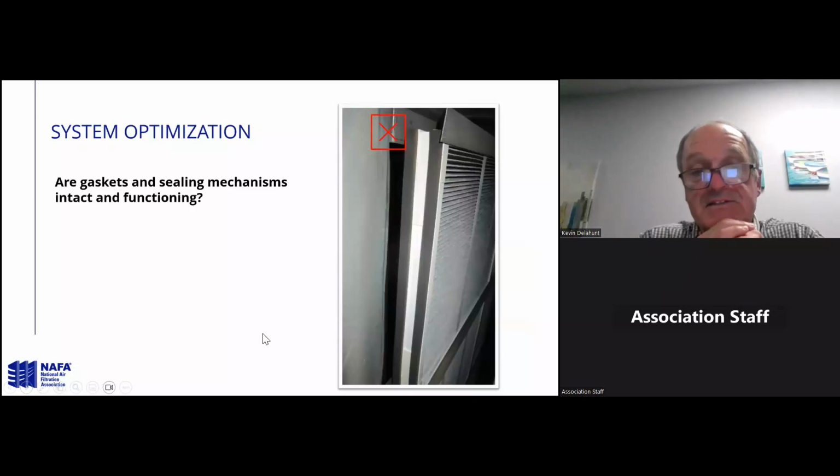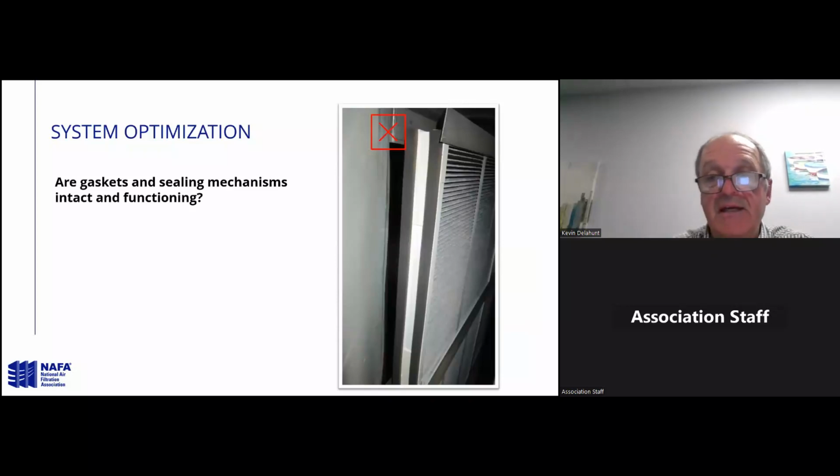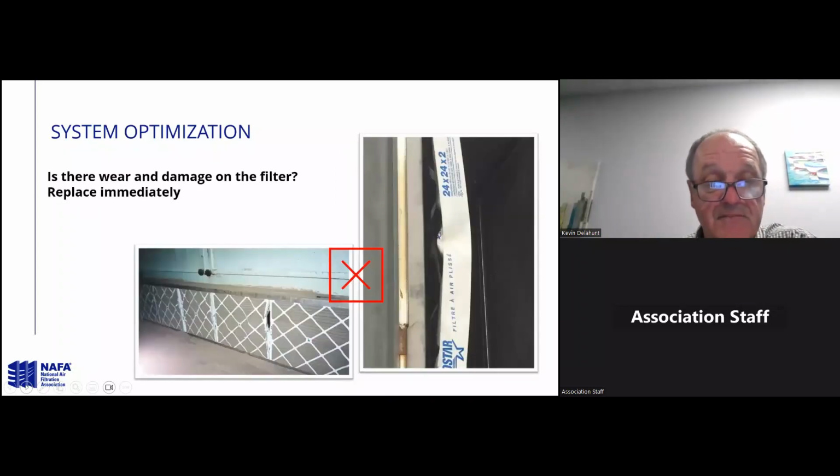Are the gaskets and sealing mechanisms intact and functioning? So in this case, you look at the filter on the right, it has closed cell gasketing, dual stripped. It looks really, really good. The only problem is it doesn't come to the door or to the end of the tracking. So there's still a very large gap there where the air can completely bypass that filter and reduce the performance of the system. In the bottom left here, you've got just damaged filters.